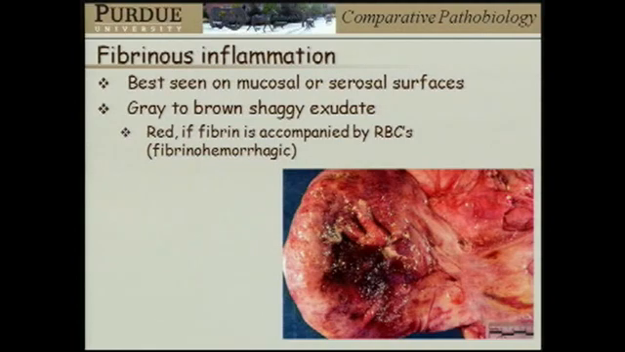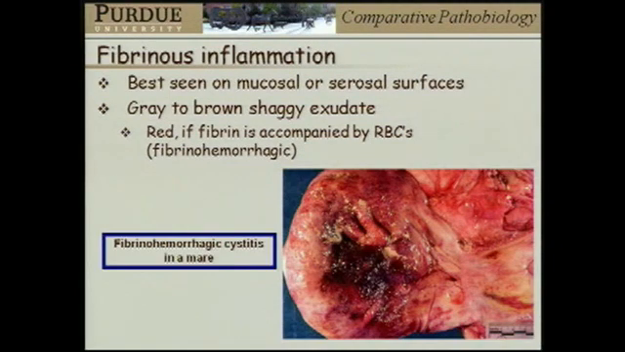If fibrinous exudate is accompanied by a lot of red blood cells, indicating greater damage to the vessels, then we could combine the prefix fibrino with the suffix hemorrhagic. And the example shown here is the opened urinary bladder of a mare, and the morphologic diagnosis is fibrino-hemorrhagic cystitis. So most of the exudate looks quite red here.